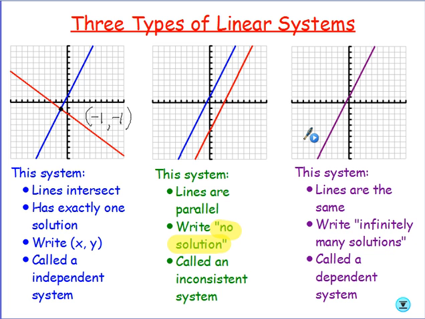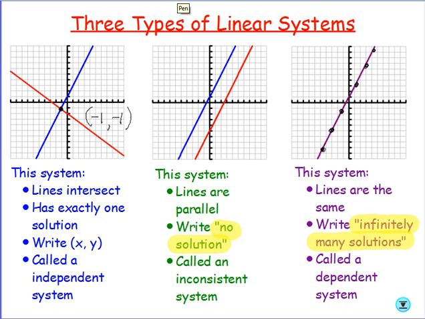They lie on top of each other the entire time. And because they lie on top of each other the entire time, they have lots and lots of points where they touch. They touch right here, and right here, and right here, and here, and here, and here, and so on and so forth. Because they touch a whole bunch of times, we call this a system that has infinitely many solutions. In other words, there isn't one, there are whole bunches. This is also referred to as a dependent system.